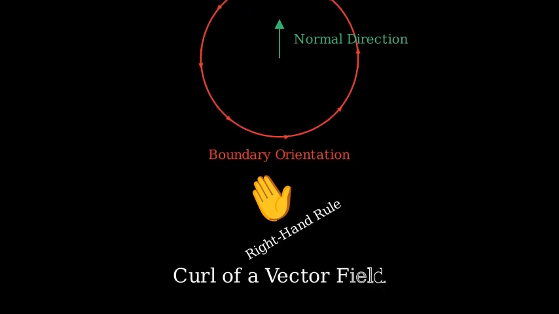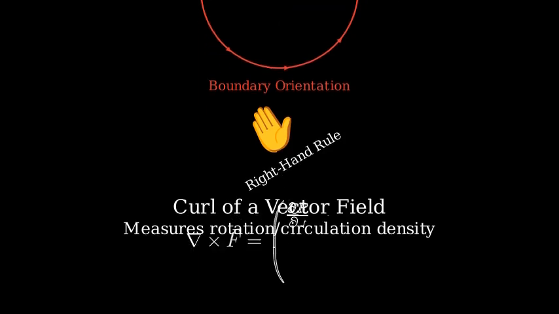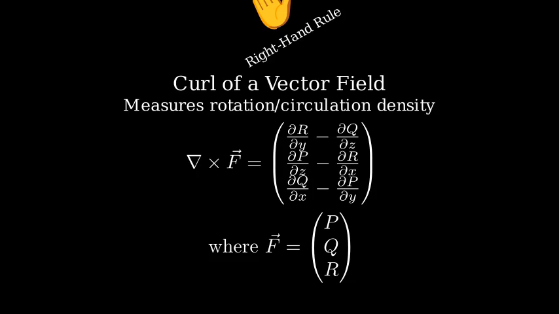Finally, the curl of a vector field, nabla cross F, measures the rotation or circulation density of the vector field at a point. For a vector field F with components P, Q, and R, the curl is given by this formula, involving the partial derivatives of the components.